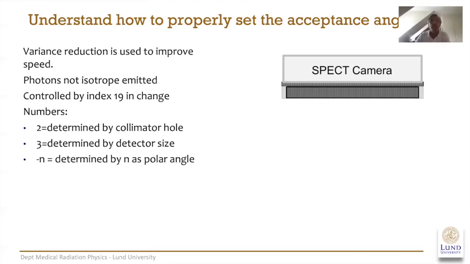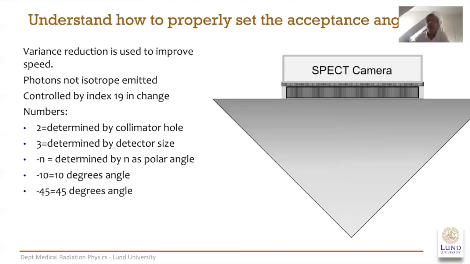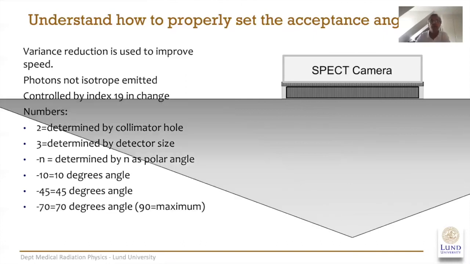And there is also a possibility to specify a specific angle by giving a negative number to index 19. So for example, if we give index 19 a value of -10, it will force the photons within an acceptance angle of 10 degrees. If we give it a value of 45, regardless of the size of the camera, it will emit the photons in a 45 degree angle. And if we give a -70, it will broaden the angle.